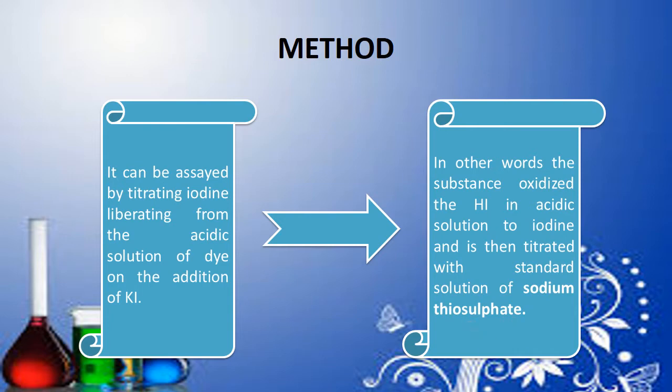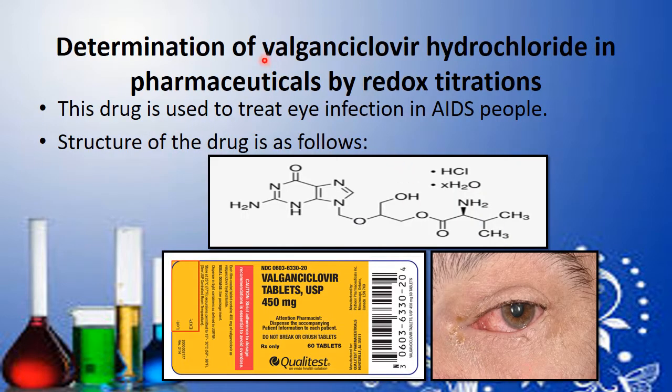The determination of Valganciclovir hydrochloride in the pharmaceutical by the redox titration. This drug is basically used in the treatment of eye infection in the AIDS people. The structure of drug is as follows. It contains rings of nitrogen and carbon. Also the oxygen is attached, along with the HCl hydrochloric acid and the moles of water.